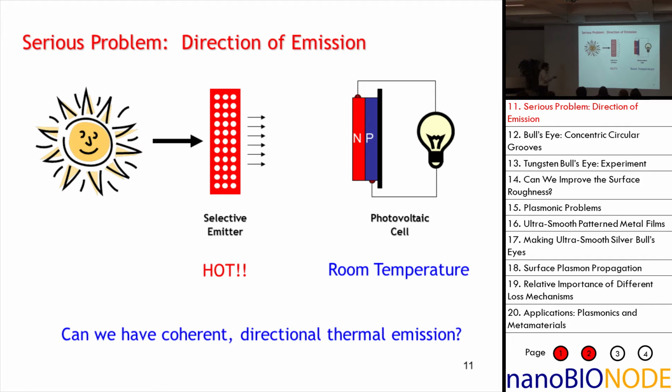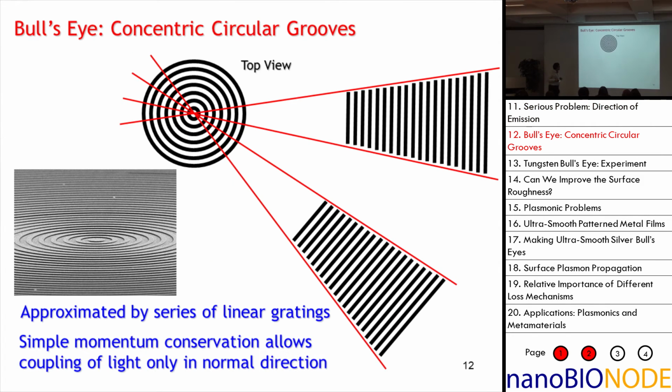So this source was hot, and the photocell was always maintained at room temperature. So it was very useful to have the thermal emission being in the normal direction, so you can really keep them apart. Otherwise, you'd have to keep them very close. And this hot emitter was at 650 or 1,000 degrees Celsius, and you had to maintain this photovoltaic emitter, or the infrared absorber, at room temperature. So the question we asked ourselves is, can we have coherent and directional thermal emission?